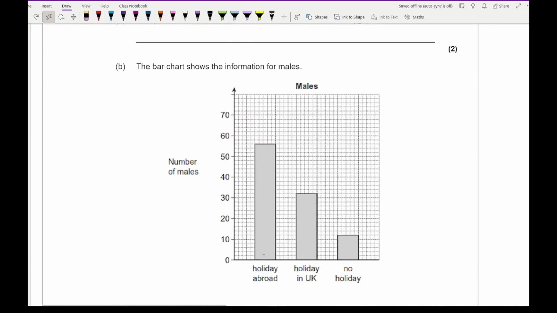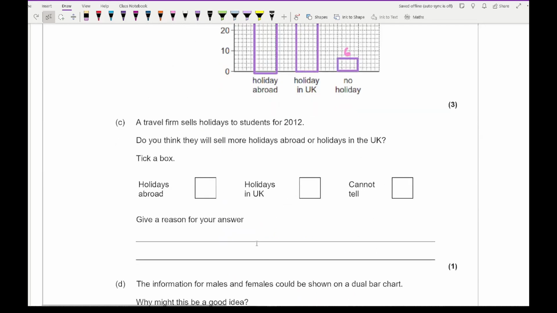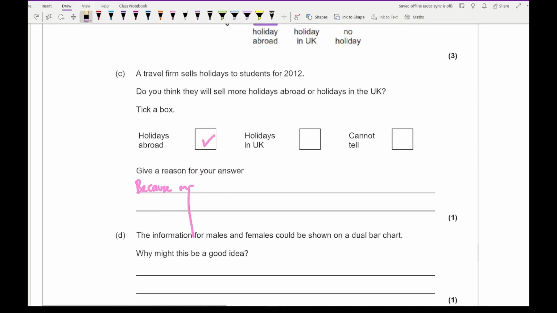For the males, it was holiday abroad. So again, what we're going to do here is probably tick holidays abroad, give a reason, because more males and females chose to holiday abroad in 2011. So you'd assume that the same thing happened last year as happened this time.